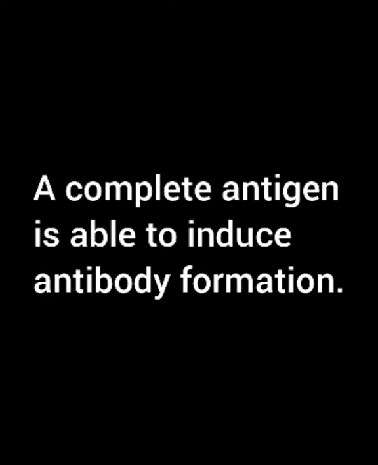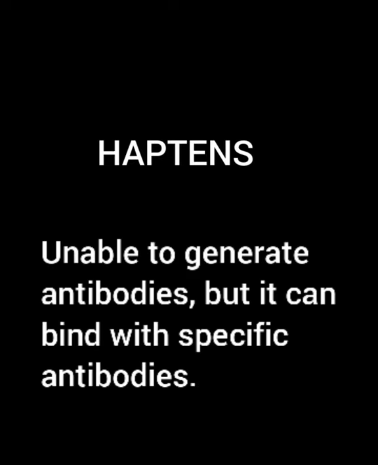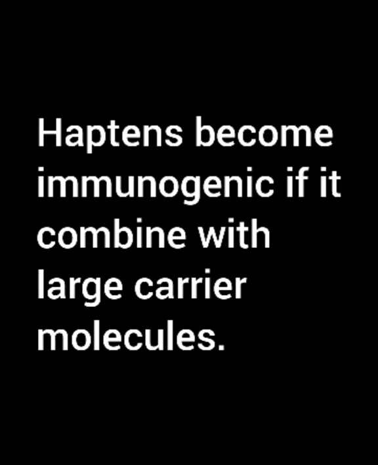A complete antigen is one that has the capacity for generating antibodies, but there are certain substances called haptens. These haptens are not able to induce the production of antibodies, but they can effectively react with antibodies. If a hapten is bound to certain large carrier molecules, then it becomes immunogenic.